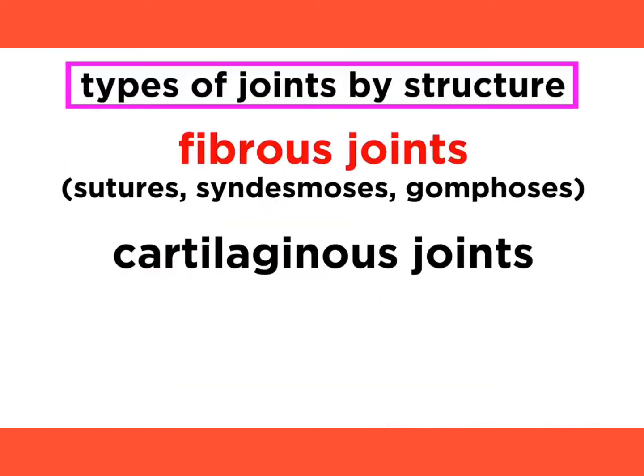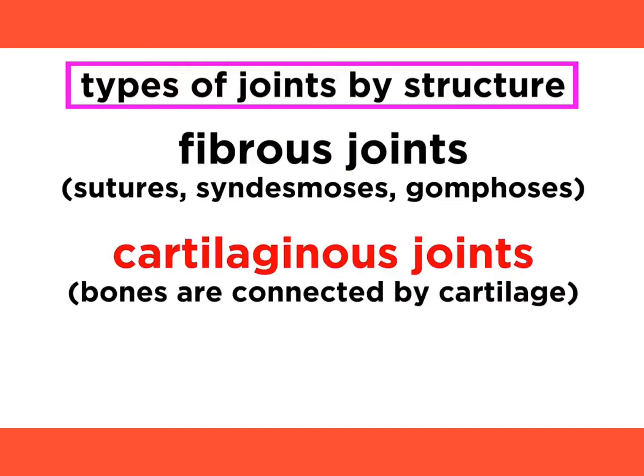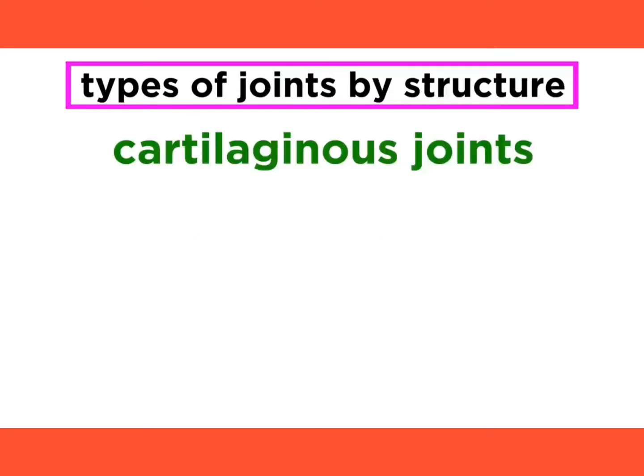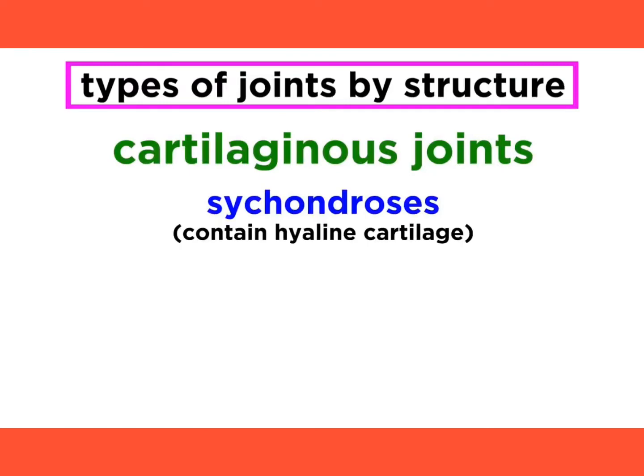Next, after fibrous joints, we have cartilaginous joints. Here, as one might guess, bones are connected by cartilage. These also lack a joint cavity and are not particularly movable. There are two types of cartilaginous joints. The first are synchondroses, which contain hyaline cartilage.